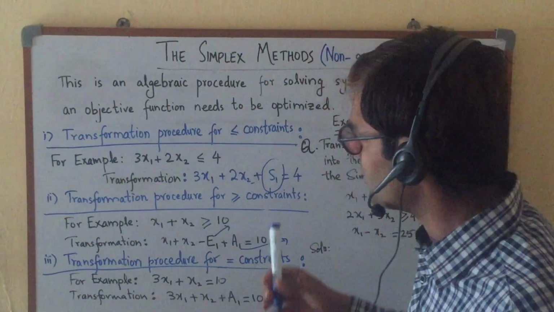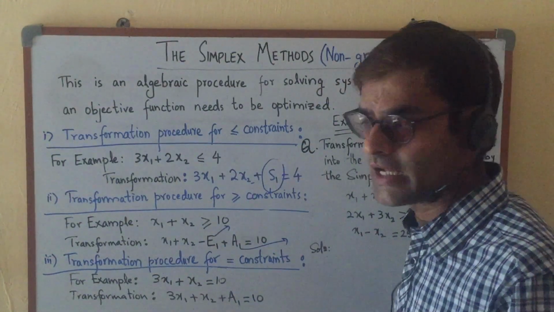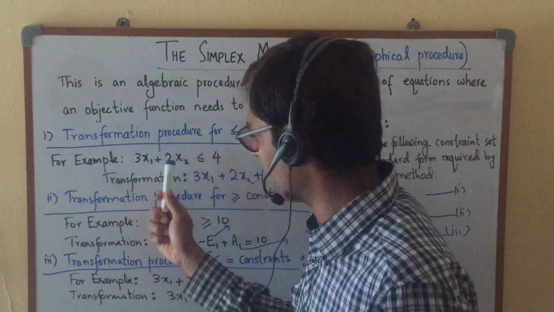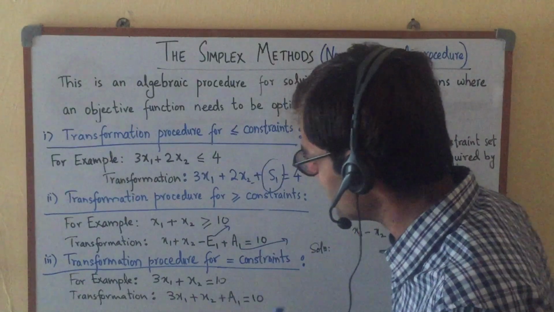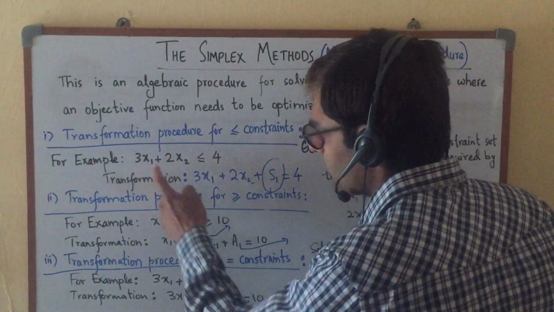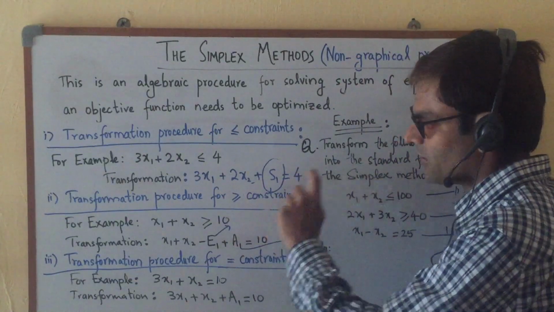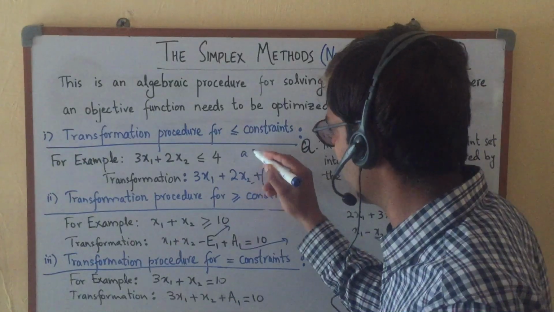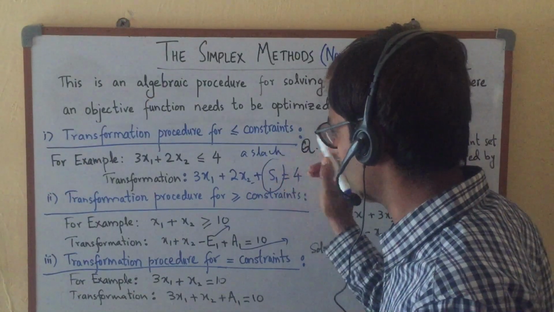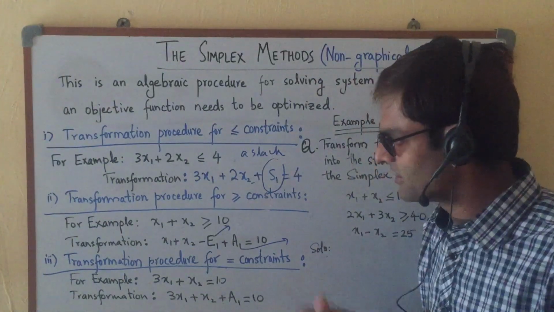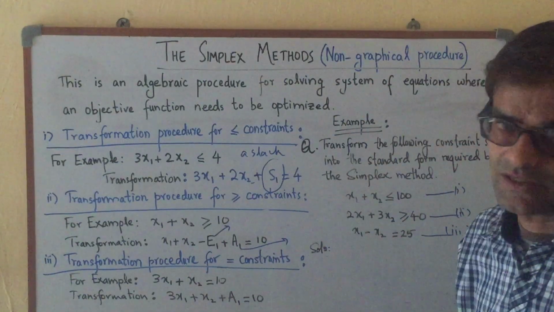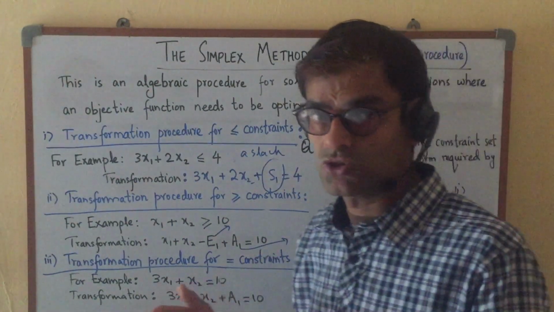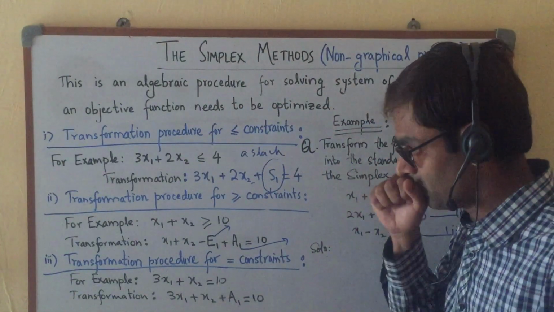First is the transformation procedure for a less than or equal to constraint. For this type of constraint, for example 3x1 plus 2x2 less than or equal to 4, you just need to add one variable: 3x1 plus 2x2 plus s1 is equal to 4. This variable we call a slack variable. We add one slack variable on the left side, and the right side should be positive. You remember, this is one of the conditions for the simplex method.